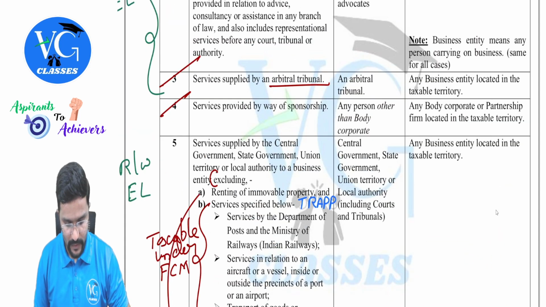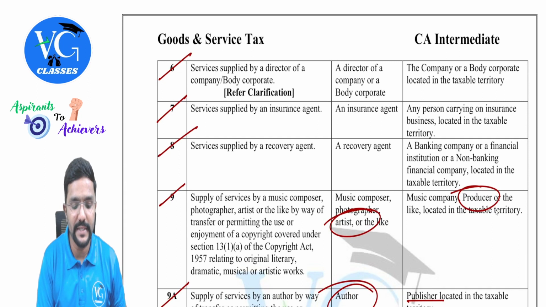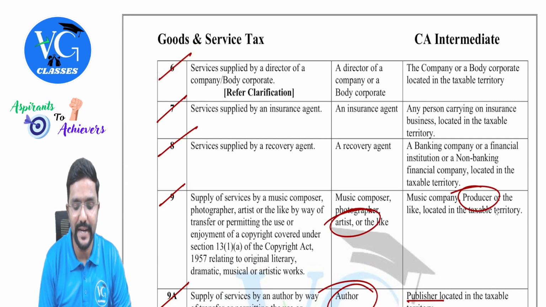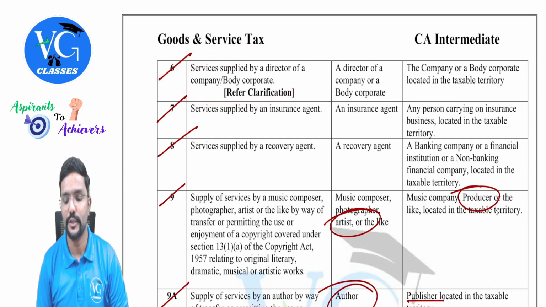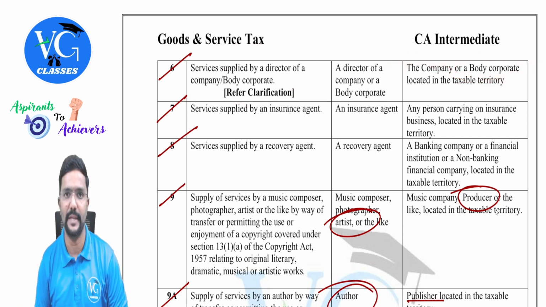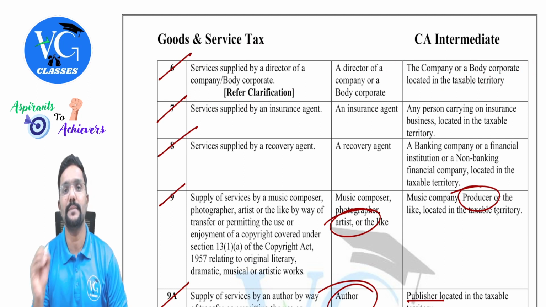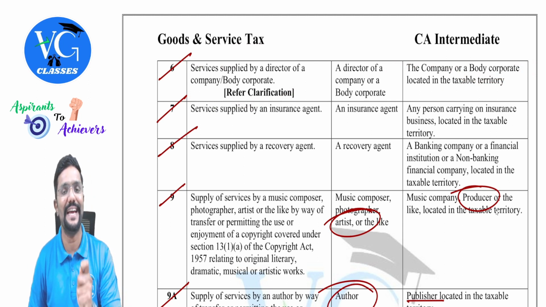Yeah. So you can see here, as per entry 6, services supplied by a director of a company or body corporate to a company or body corporate. Who is supposed to pay tax? The company or a body corporate. Yes. But this is only for directorship services, that is, the services provided by the director in the capacity of director.